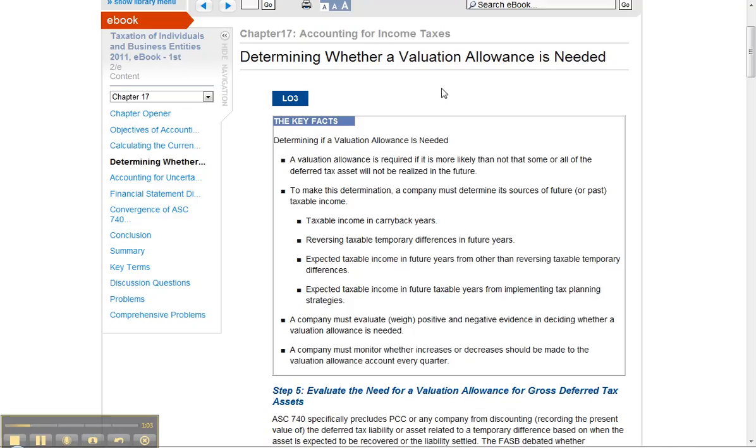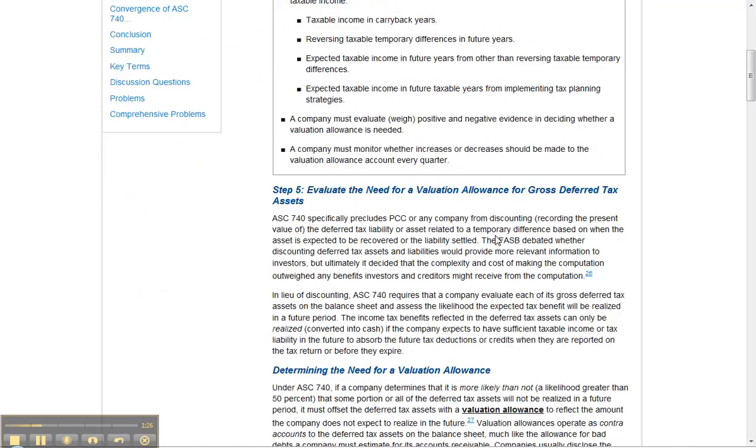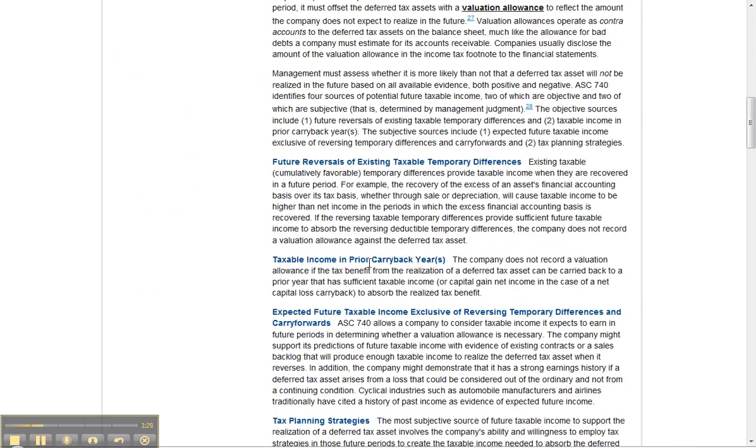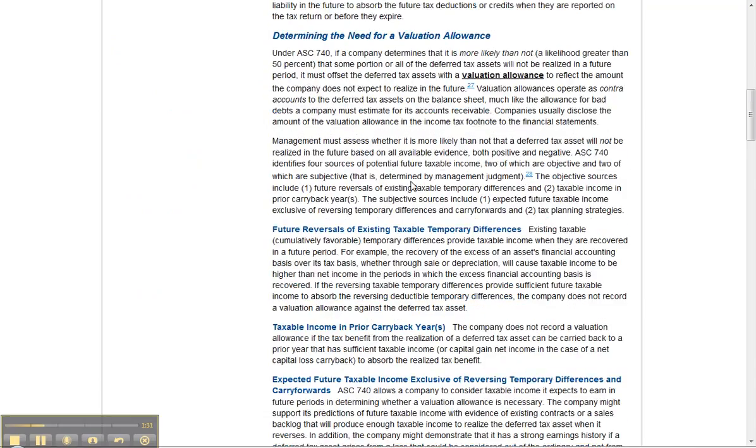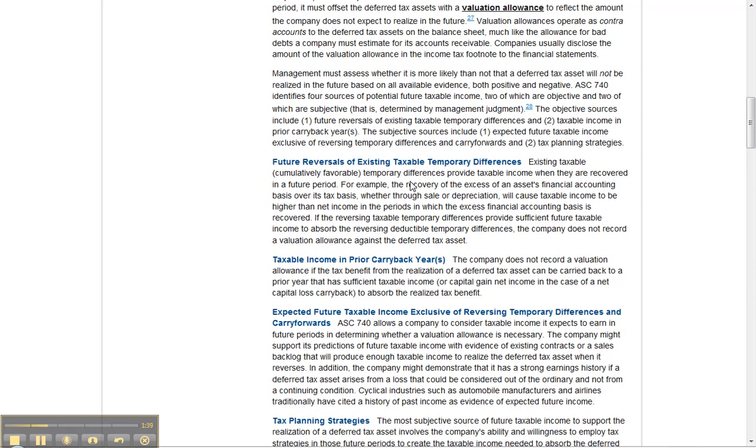So you would likely have to record a valuation allowance to offset that deferred tax asset, or reduce it, or reduce the benefit achieved from it. It's kind of like how the allowance for doubtful accounts reduces the accounts receivable balance down to a realizable value. So read about valuation allowances in step 5 here. There are certain types of things that qualify as positive evidence and negative evidence in determining whether or not a valuation allowance should be recorded.